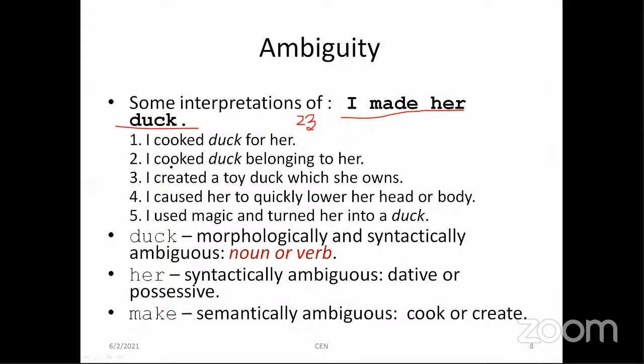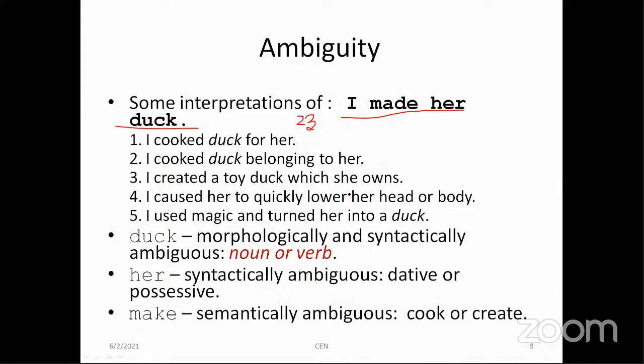Correct, no? I cooked duck for her. Second meaning: I cooked duck belonging to her. I made her duck. I made her duck belonging to her. I created a toy duck which she wants. I only created her duck. Instead of that, I say I made her duck.